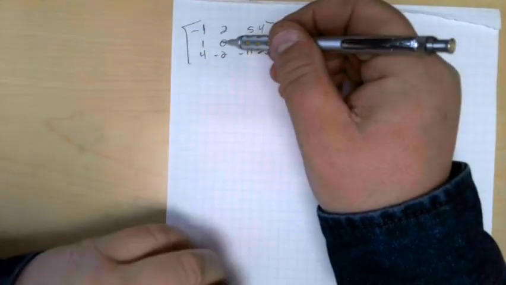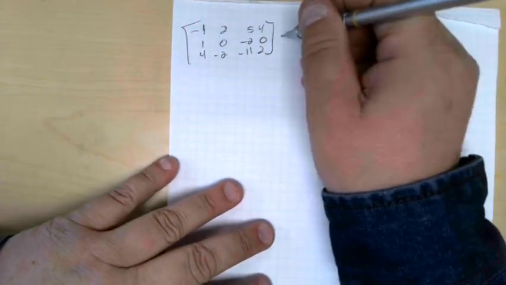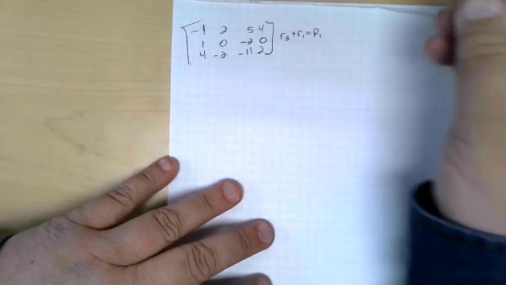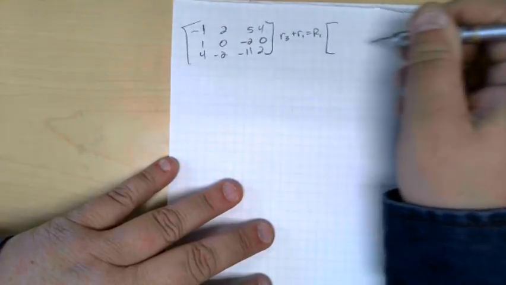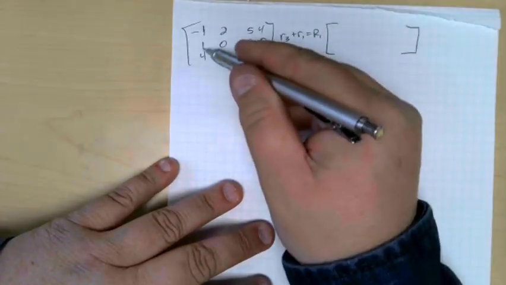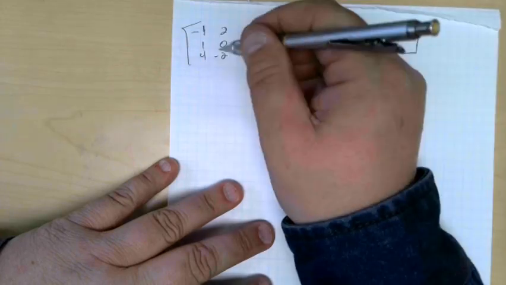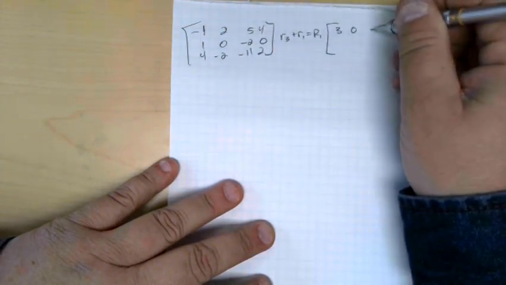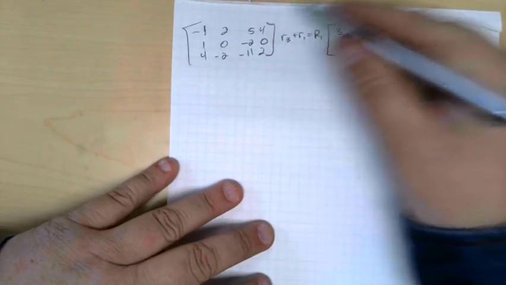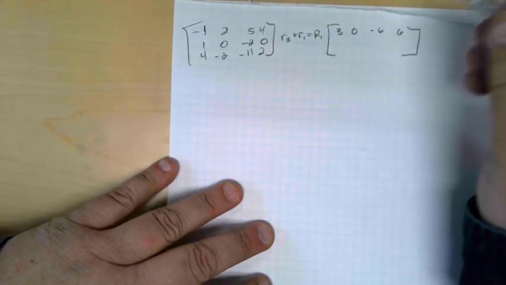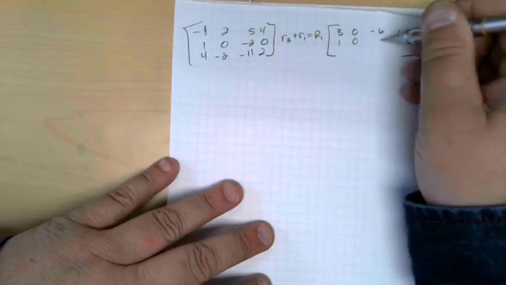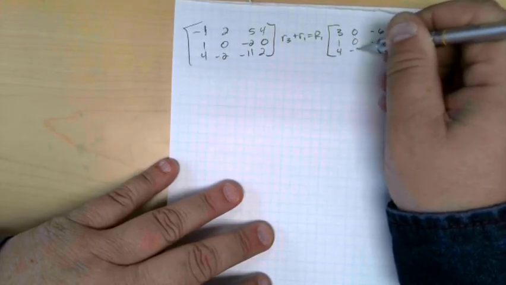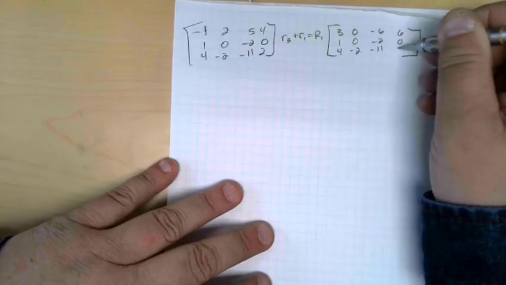Okay. I see a 0 right here, but see, I can add these together. So if I add together the third row plus the first row, let's make a new first row. So 4 plus -1, that's 3. -2 plus 2 is 0. -11 plus 5 is -6. And 2 plus 4 is 6. And I have 1, 0, -2, 0 here. 4, -2, -11, 2 there.